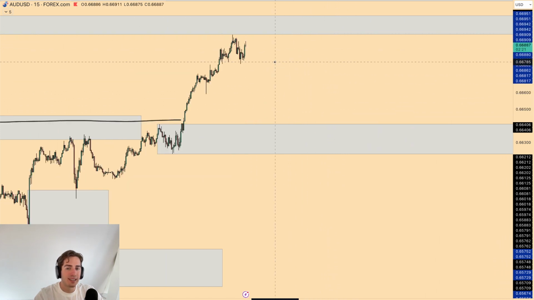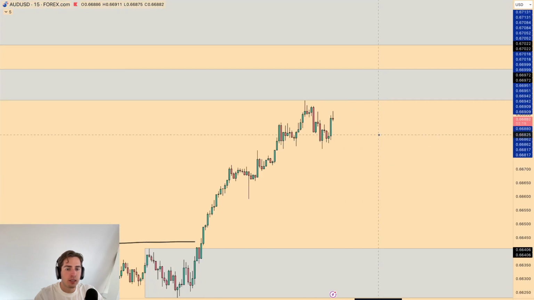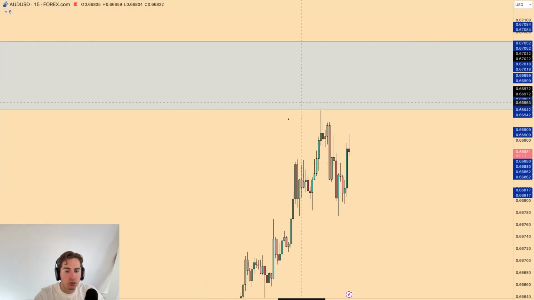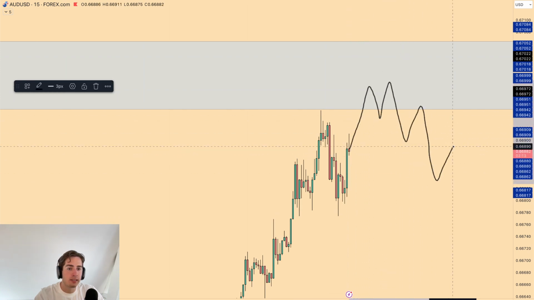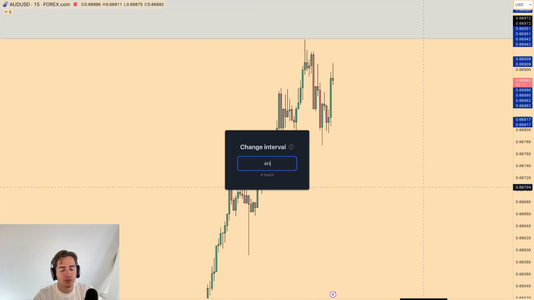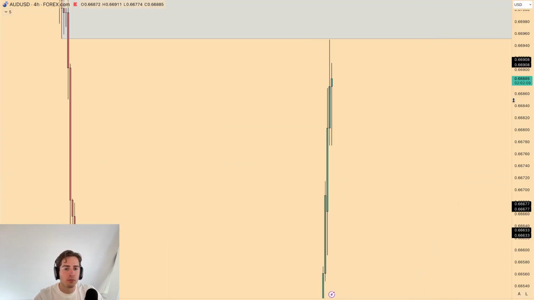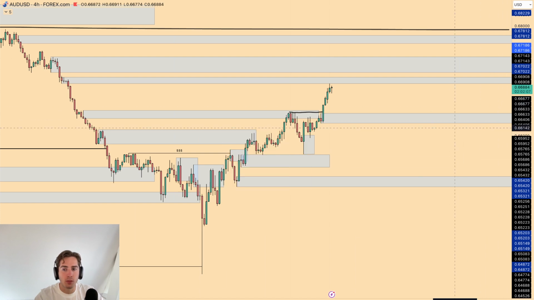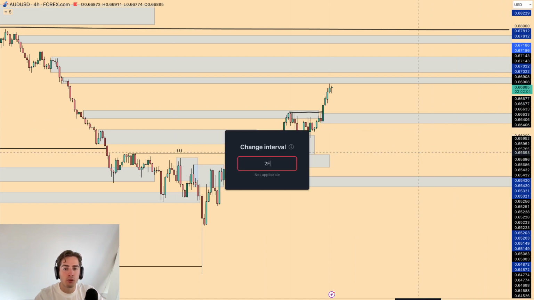But let's just wait and see what happens. Personally, we have not yet touched in towards that 4-hour area of supply. So kind of like one more push up, and then let's see the change of character and potentially that sell-off. But we need some more bearish momentum or structure. That is what I'm looking for, guys. So that is Aussie dollar.